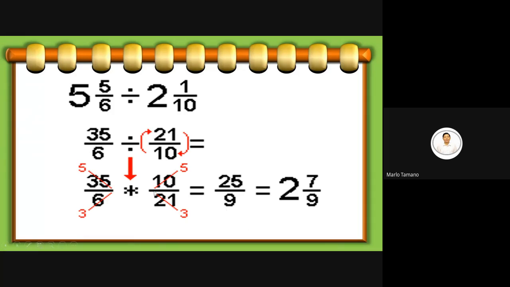Naintindihan? So, magkaiba po sila. Ilo-lowest term natin, yung nga lang, mix na lang. So, 25 divided by 9 ay 2. Ilan ang sobra? 7. So, 9, 18, 19, 20, 21, 22, 23, 24, 25. 7. So, 2 and 7 over 9 po ang final answer.